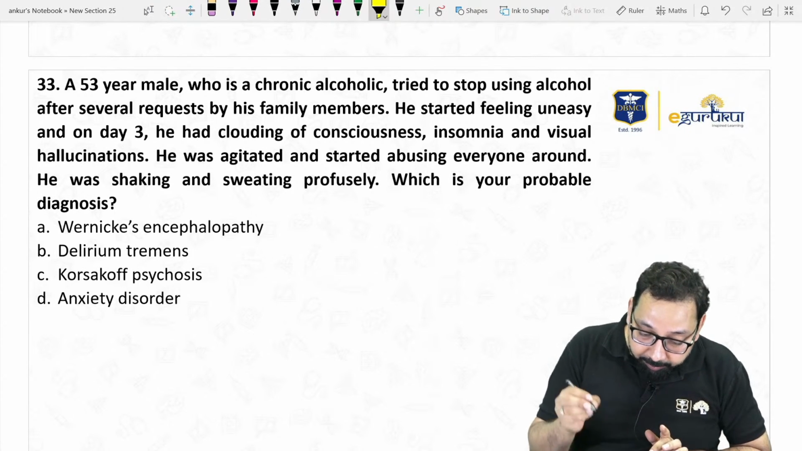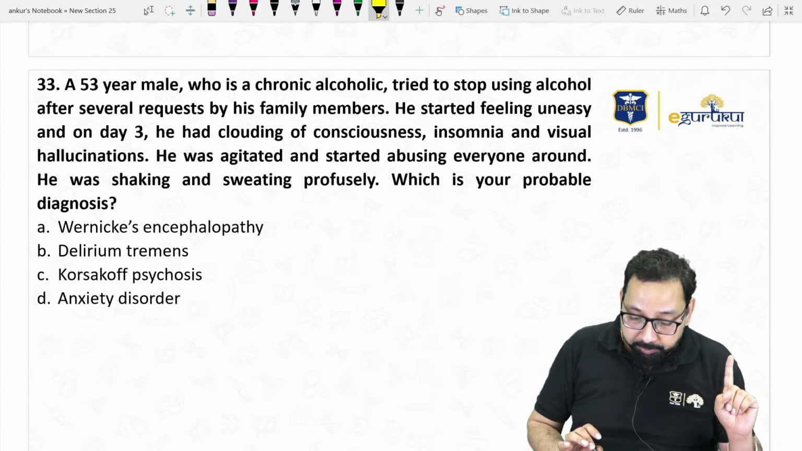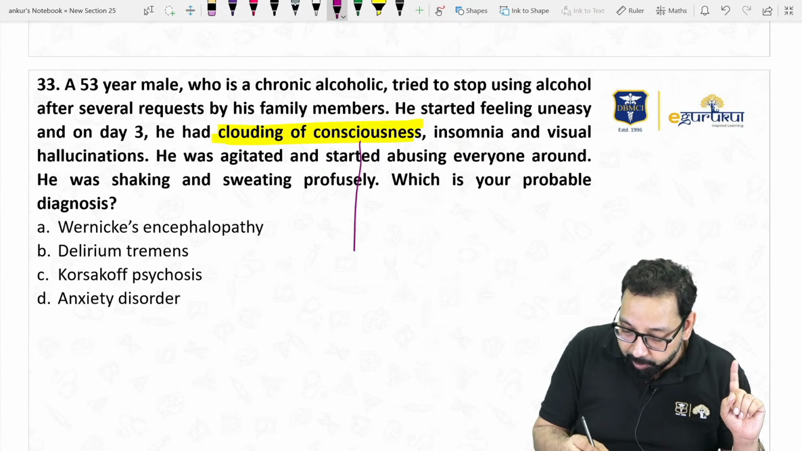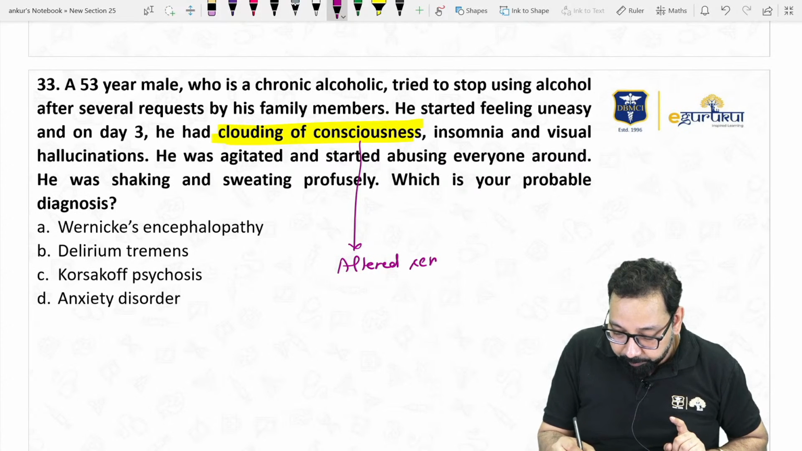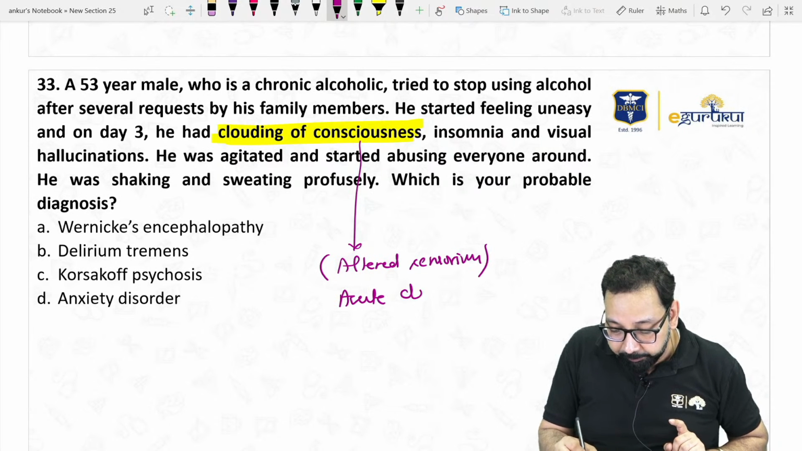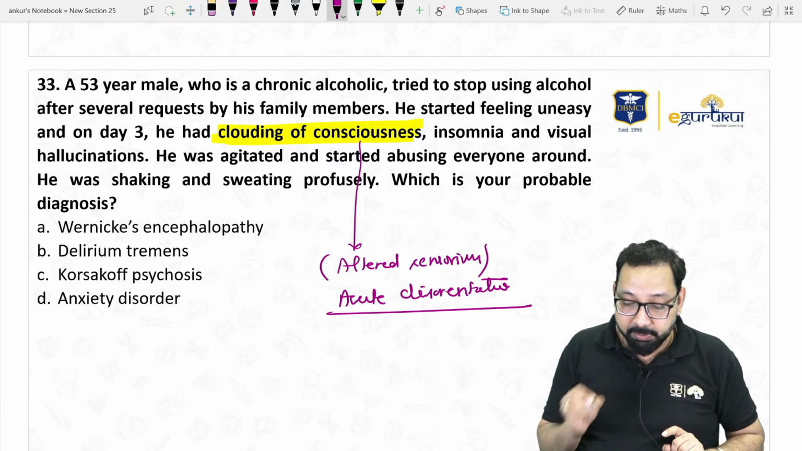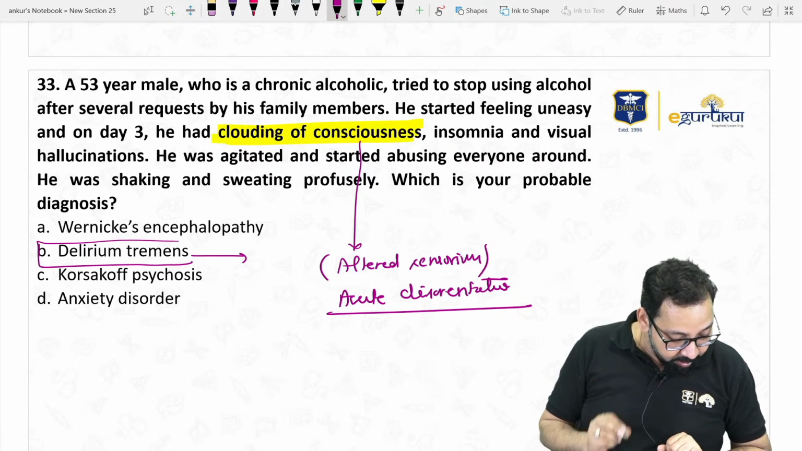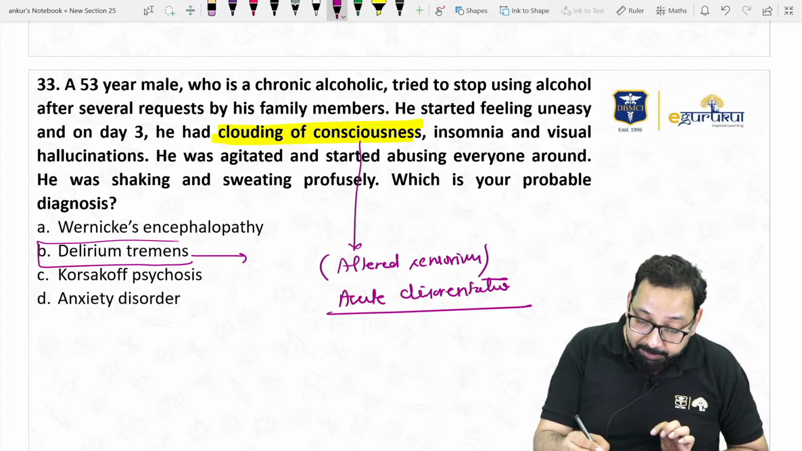Same question again and again, and in this only one word will give you the answer: clouding of consciousness. Wherever you find clouding of consciousness, altered sensorium, acute disorientation, then without second thought the answer is delirium tremens. Pankaj, remember this, I am specifically telling you this.